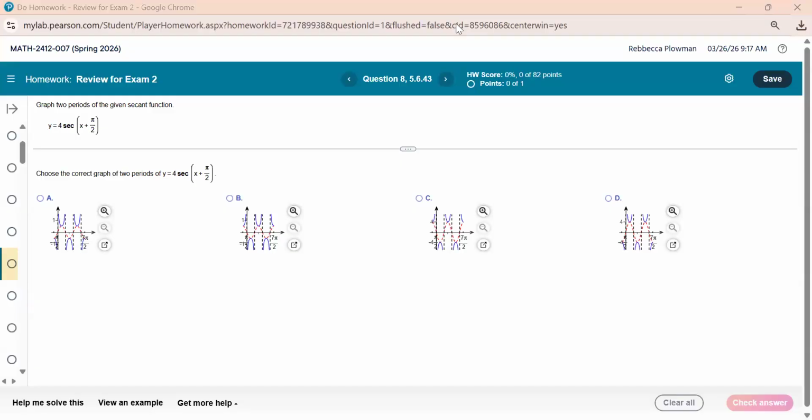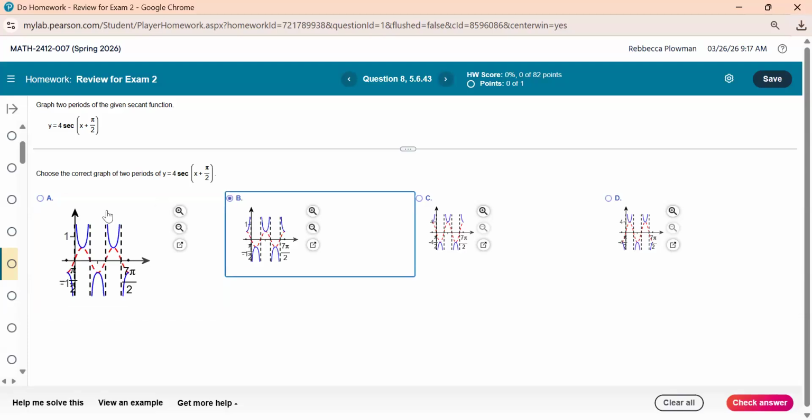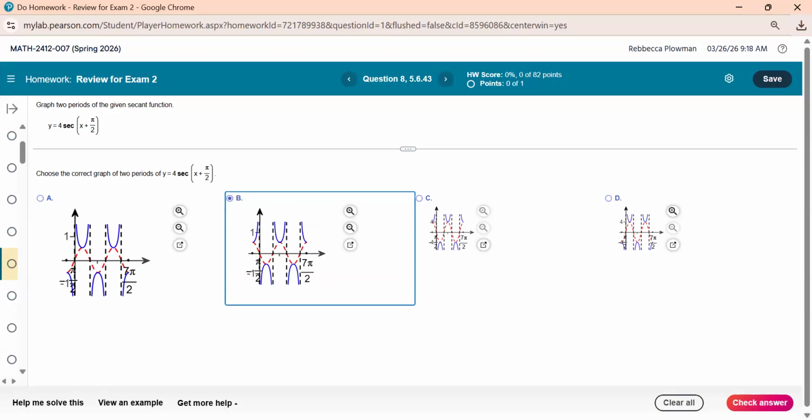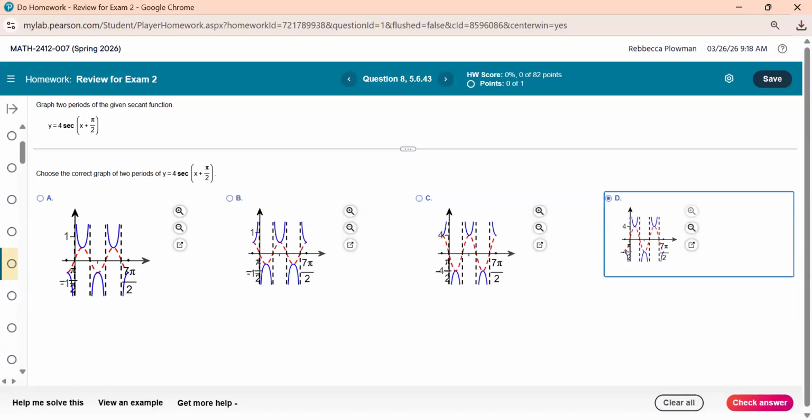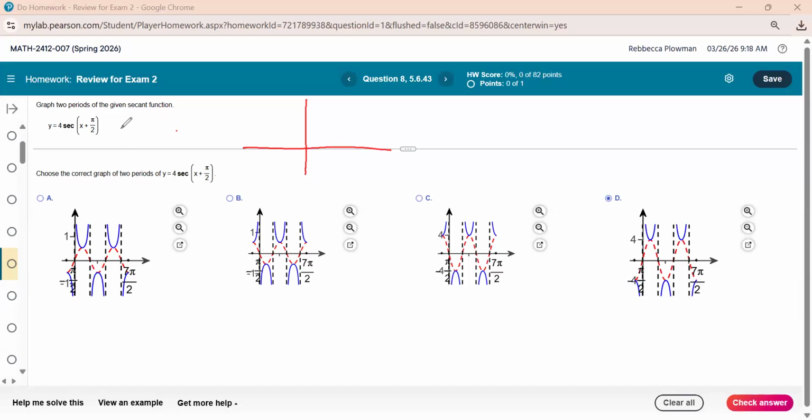So looking for that vertical stretch again. Here we have something that is affecting that amplitude again, and the phase shift. We kind of know what we're looking for now. So let me just make these bigger. So this phase shift is going to move everything in a negative direction. So remember, this is secant. So secant looks like this. Move that over just a little bit.